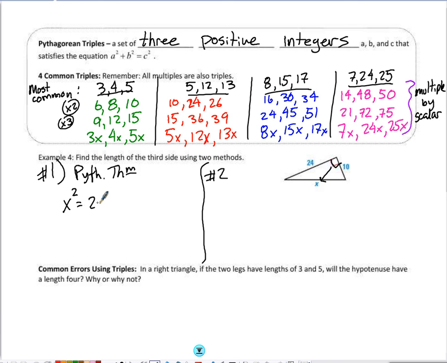Already you can see you have to do some bigger multiplication there. So if I do that, I get 24 squared, which is 576, plus 100, which adds up to 676. And when I take the square root, I get x is equal to 26.